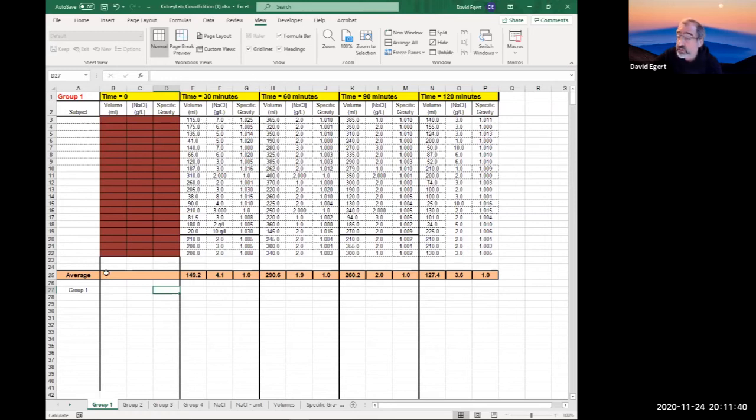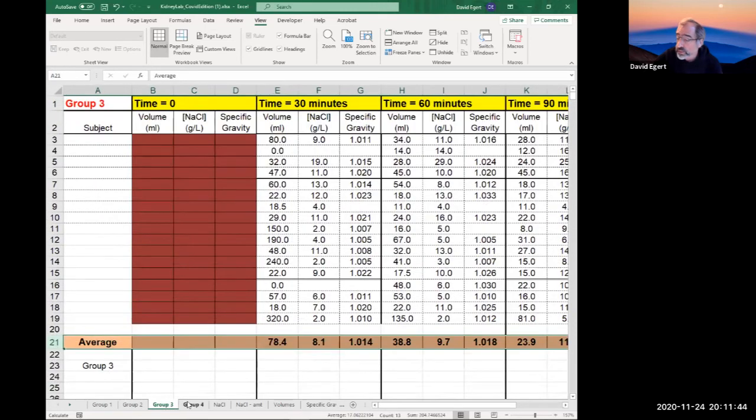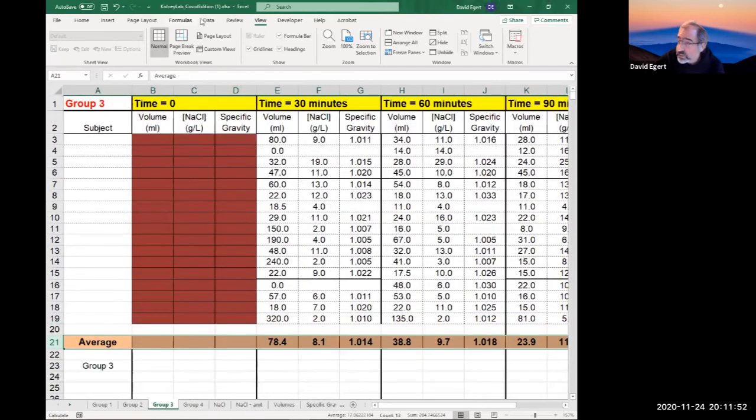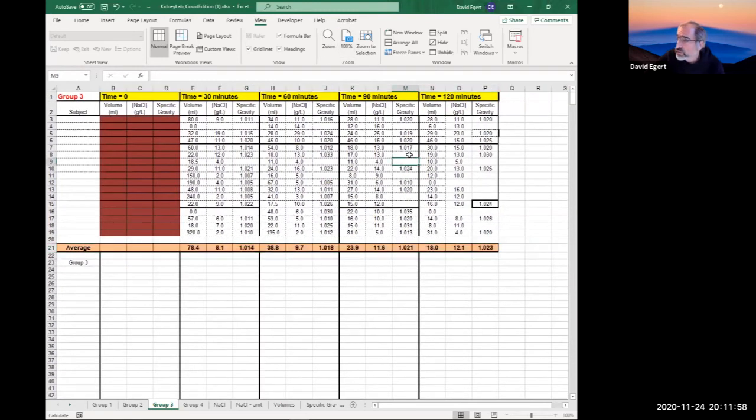Again, we have the data for group 1, group 2, group 3, group 4. There's one thing I should mention. If you take a look here, there's quite a few of these squares for specific gravity where there is not anything.